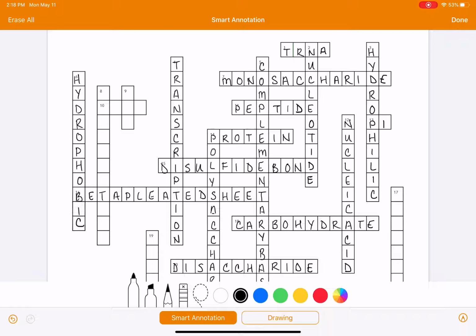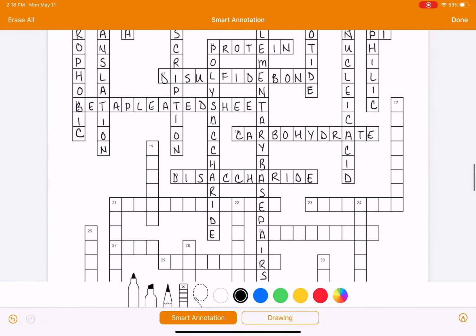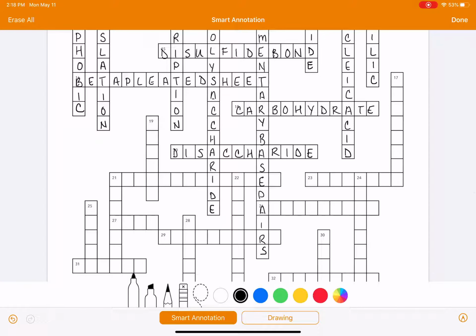8 down, amino acid assembly. Translation. 10 across, the major component of ribosomes is rRNA. 9 down, millions of nucleotides is one of the characteristics of DNA. 21 across, this linkage is between the OH group of one nucleotide and the phosphate group of another.